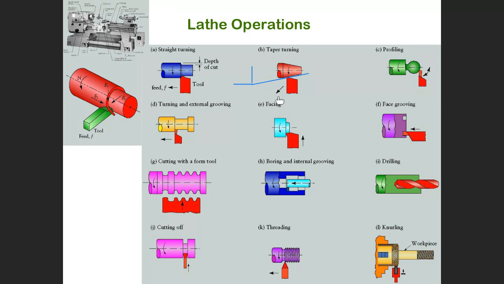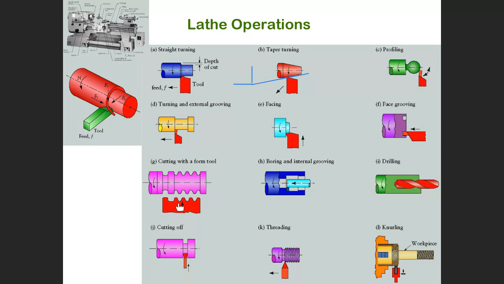Here, facing means the tool will cut the face. This is a face. Then the tool moves only in the radial direction because it cuts the face. This is a face groove. The tool here is making a face groove, or a groove in the face.